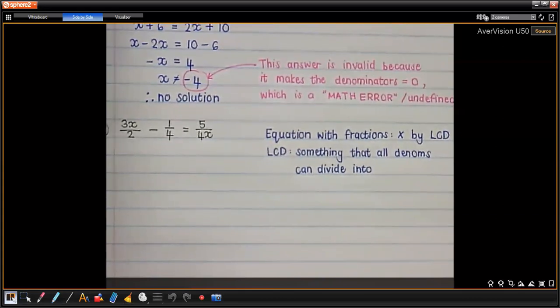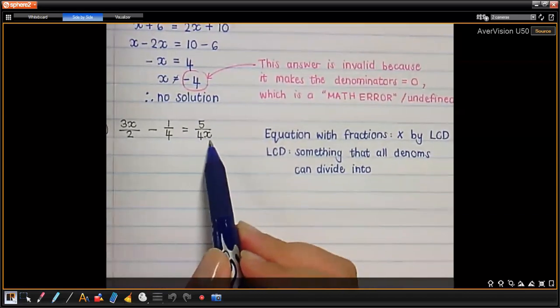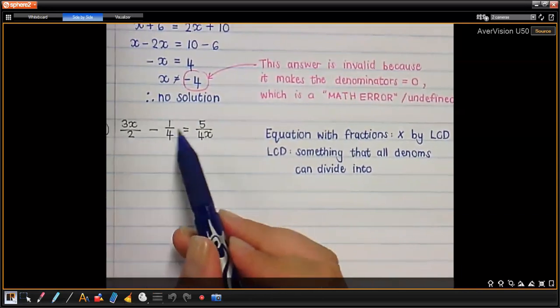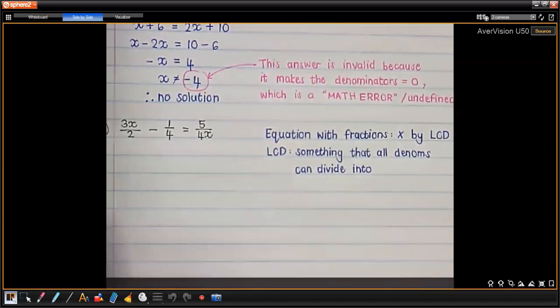Okay, so let's look at the 3 denominators that we have. Now, since we have numbers and a variable, let's look at them separately. So the numbers that we have are 2, 4, and 4. Now, what is the smallest number that 2 and 4 can both divide into? I'm going to ask the question again. The smallest number that 2 and 4 can divide into.